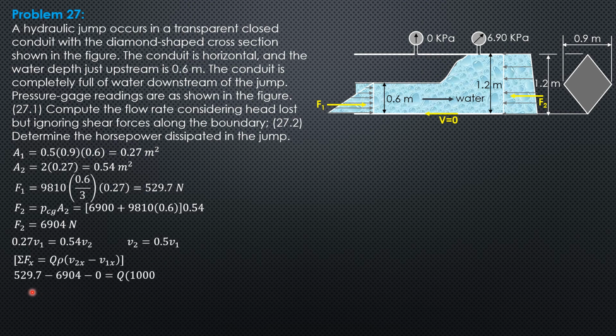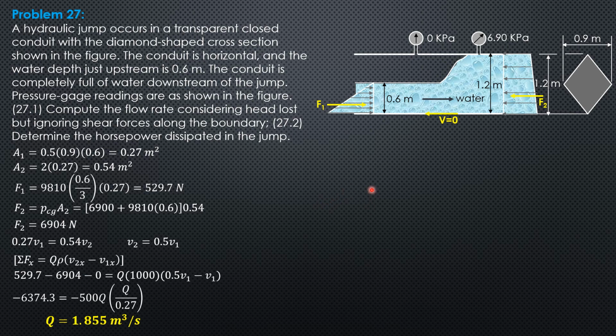So F1 529.7 minus F2 6904 minus shear, which is ignored, equals Q density times V2X, 0.5 of V1, minus V1X, which is just V1. Simplifying, negative 6374.3 equals negative 500 Q. Then V1 is Q over area 1. So from here we can now compute Q: 1.855 cubic meters per second.